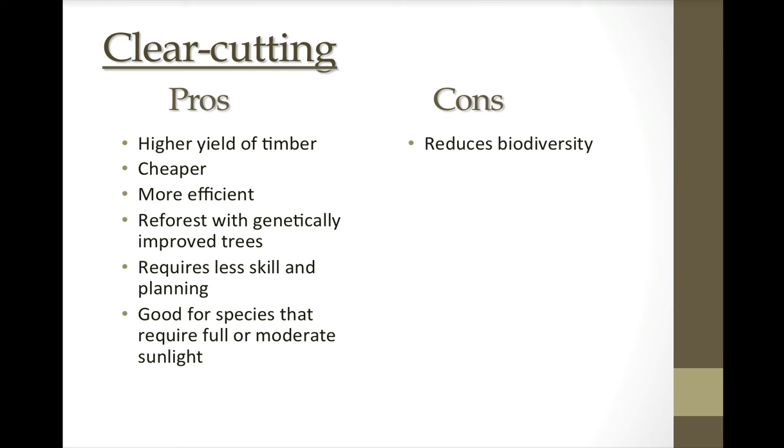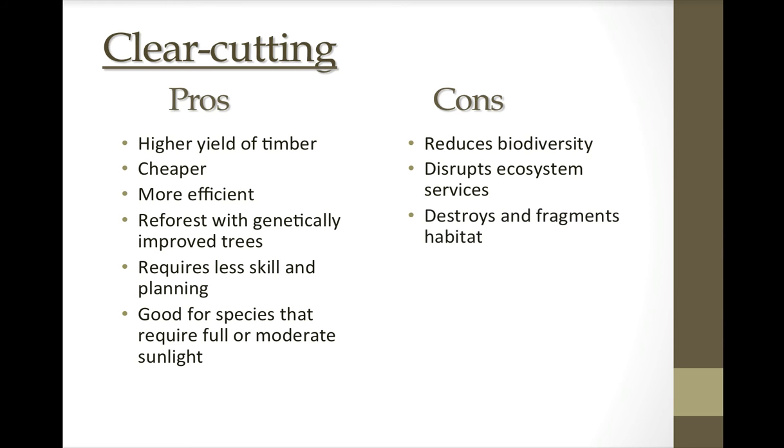Now, the cons, or the drawbacks to clear cutting. First of all, it reduces biodiversity. It disrupts the ecosystem services being provided by the forest because in that particular region there's no longer a forest. It destroys habitat in the area where the clear cutting is done, and it also fragments the rest of the forest. So if you do a big swath of clear cutting in an area, the rest of the habitat around that is now fragmented. You've basically put a meadow in the middle of your forest.